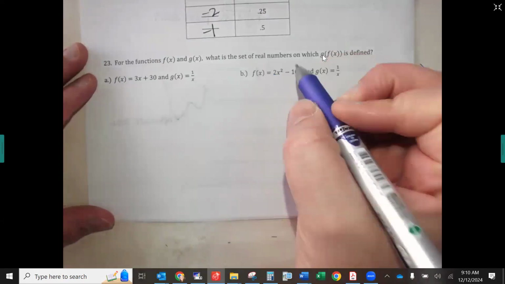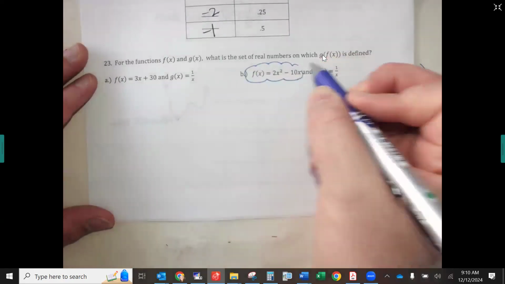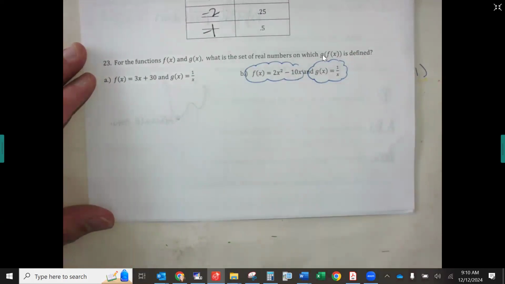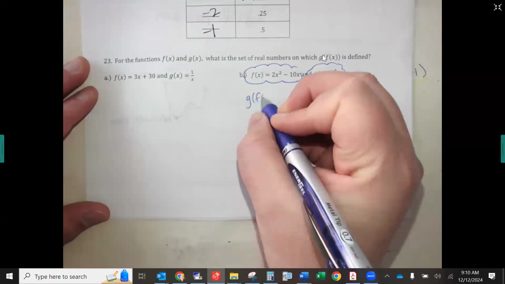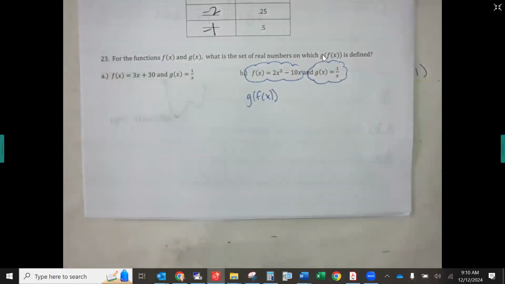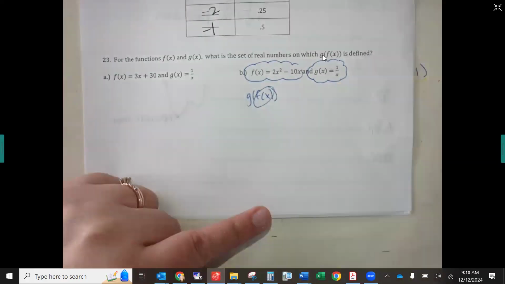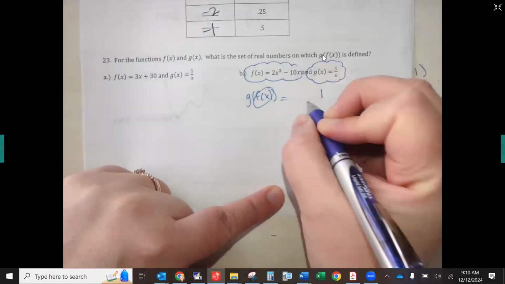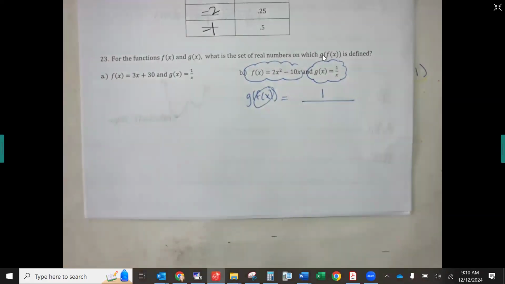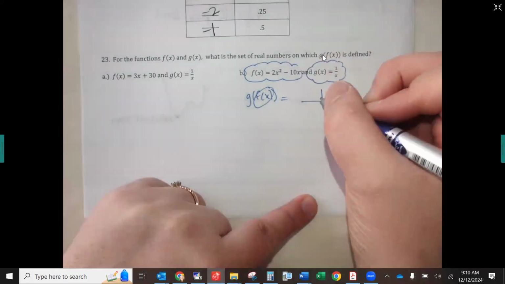Okay. All right. So number 23, it says you have an F and a G. So we have our F here, we have our G here. And then it says, what is the set of real numbers where G of F is defined? You should remember that if I want G of F, that means I'm going to plug the F formula into the G formula. So my G formula is 1 over X. Then my G of F is going to be 1 over, and then I'm going to plug this formula into that X spot, which means it's going to end up down here on the bottom.